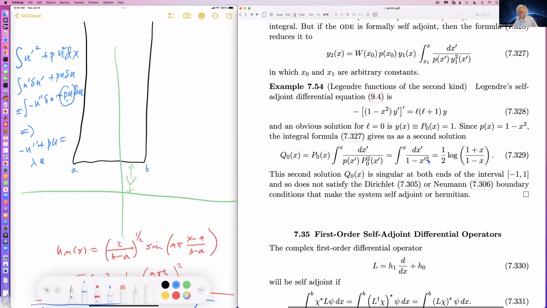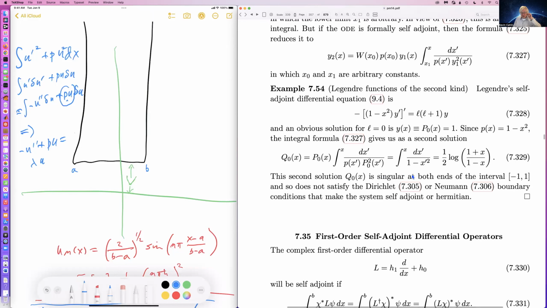And the integral of 1 over 1 minus x prime squared is just this log of this ratio. And now we see that this is a solution that's singular at both ends of the interval. And so it doesn't satisfy Dirichlet or Neumann boundary conditions. So that's why when we work with Legendre's differential equation, we focus on the solutions that are polynomials, and they're called the Legendre polynomials, and the first 20 or so are graphed on the cover of the book.